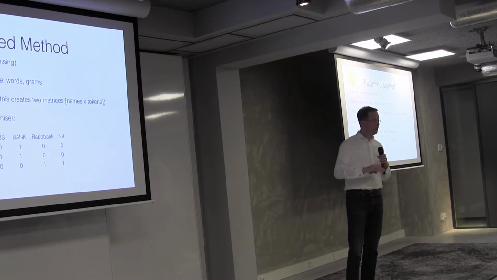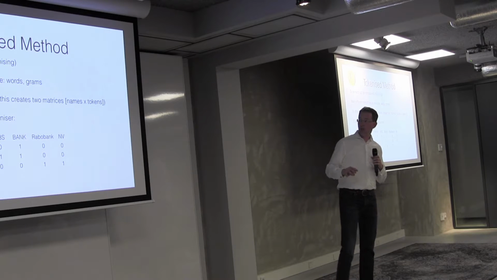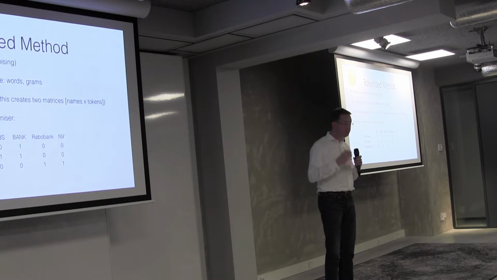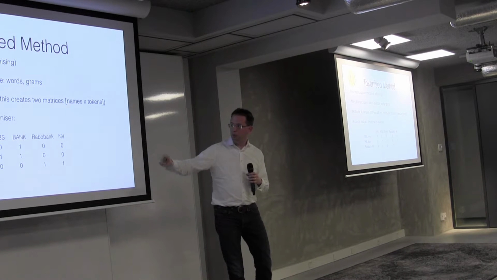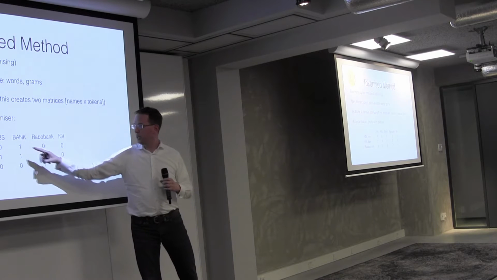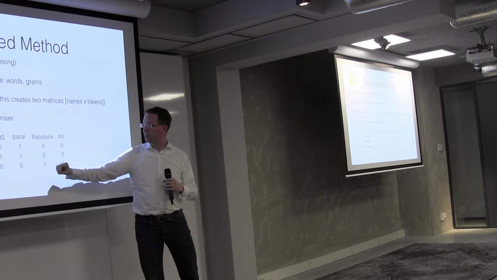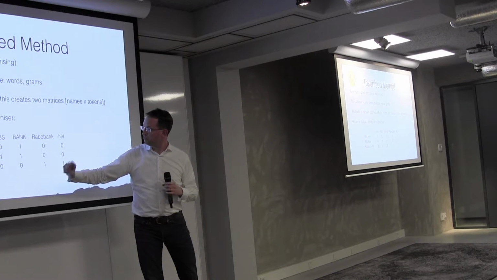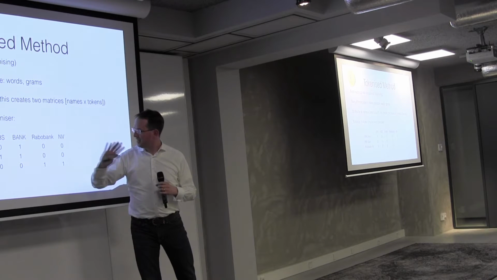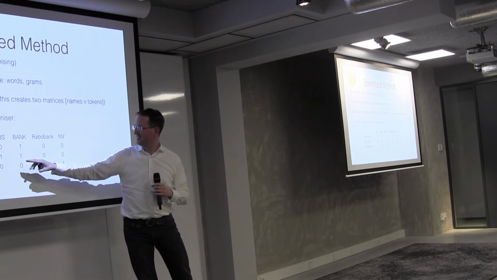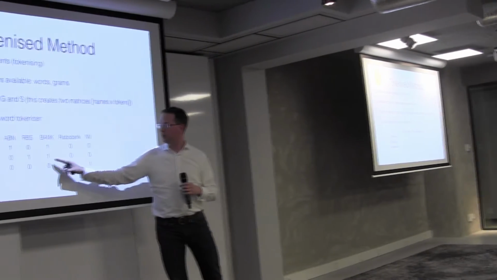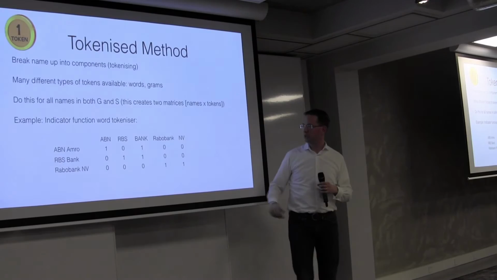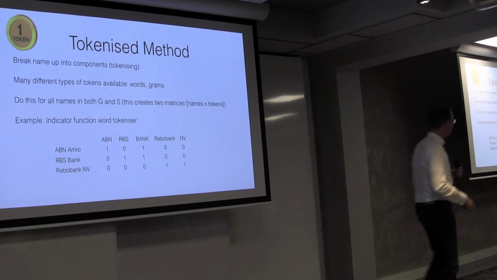You do this for all the names in both G and S, and you get 2 matrices. To demonstrate, ABN AMRO would receive a token for the word ABN and for the word bank. But RBS would definitely receive a token for RBS and bank. Rabobank NV would receive a token for Rabobank and NV.